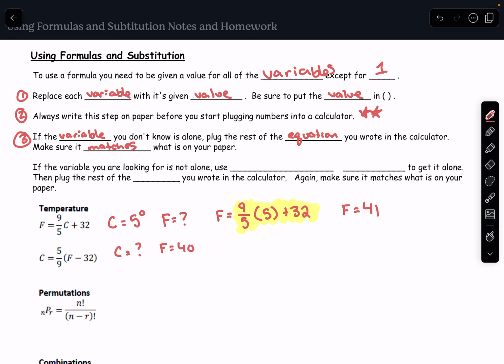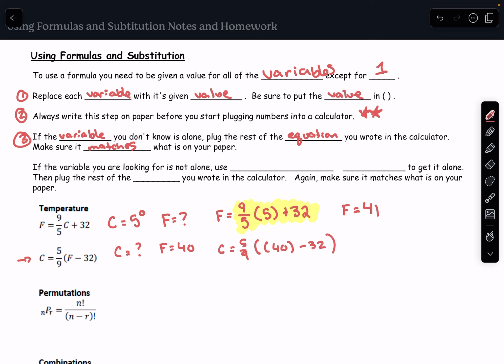I'm going to use this formula. I could use the first one. In fact, we'll do that in an example. But this time, instead of replacing the C, I'm going to replace the F. So C equals 5/9 parenthesis. Now the F is going to go in its own parenthesis. So 40 minus 32 parenthesis.